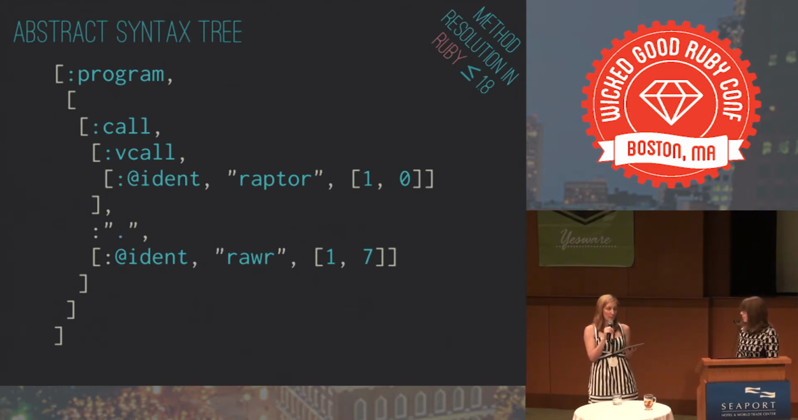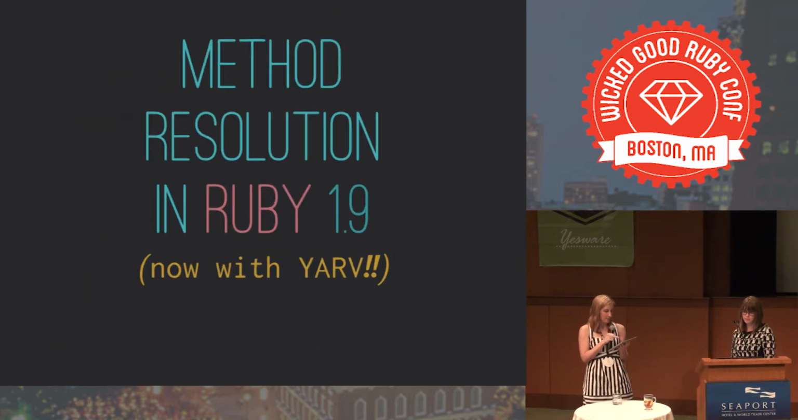As I mentioned before, in Ruby 1.8, the interpreter walks this tree to execute the code, and when it finds rar, it also has to search the tree to find where it's defined. It doesn't do this for just the first time that rar is called. It has to search the tree for every method resolution.